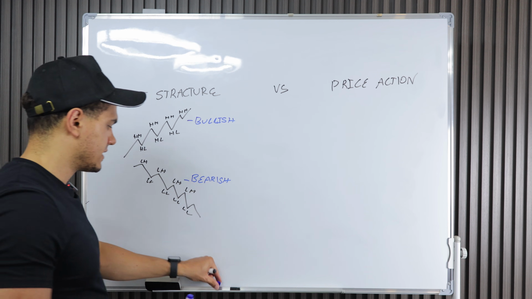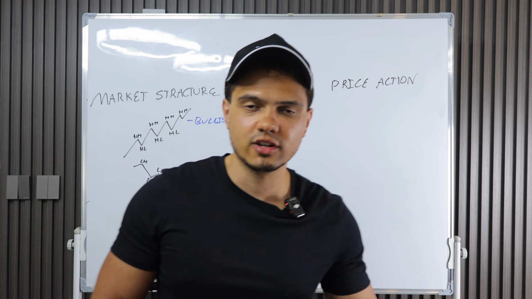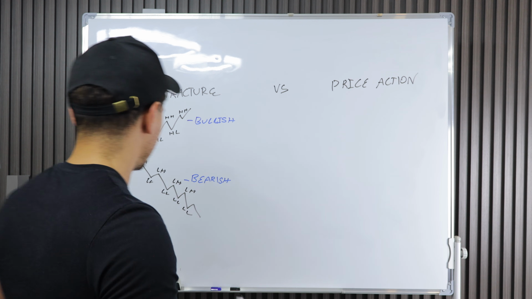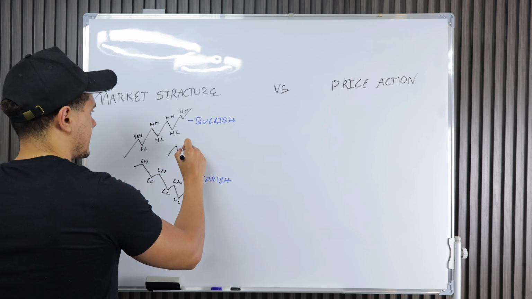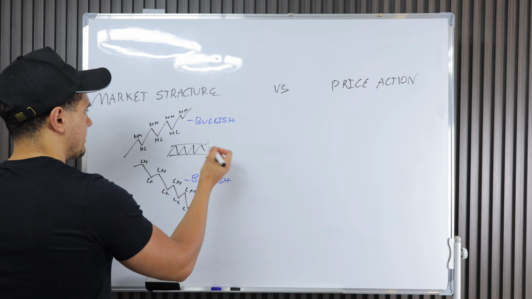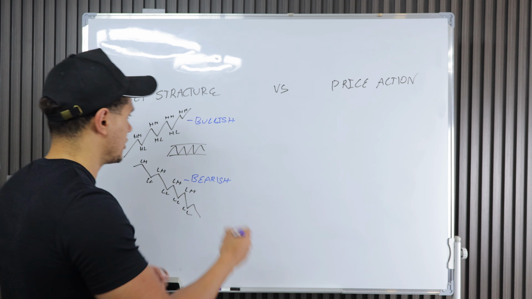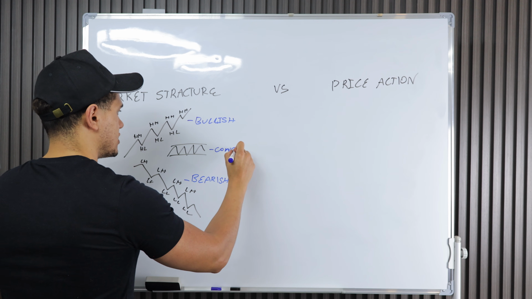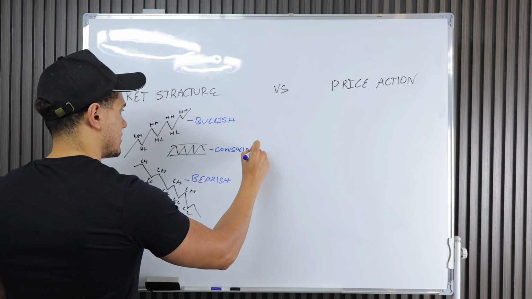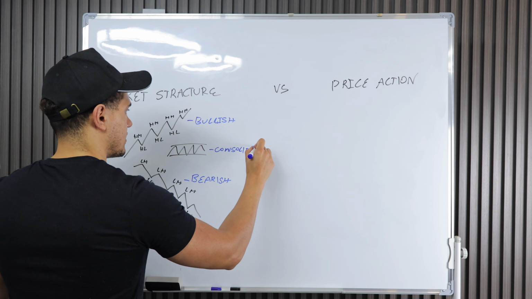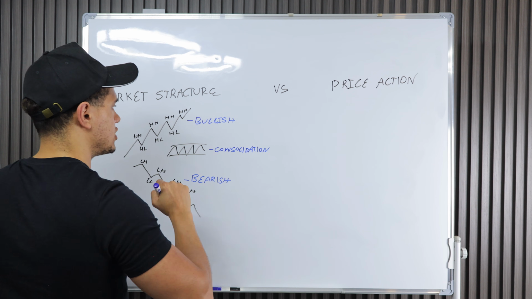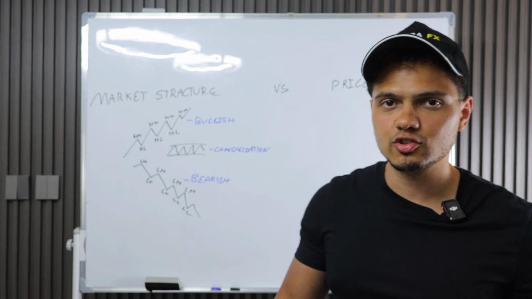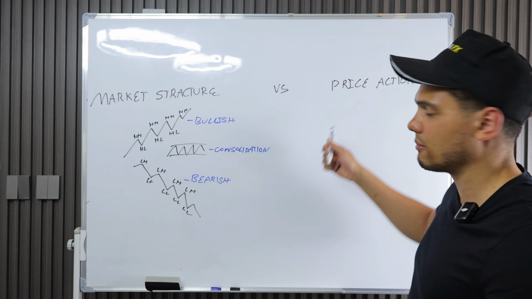But this is not all. There's still one more market structure, and this is my personal favorite, and it's called the consolidation. So this is when the market is just moving sideways, right? So you got basically equal highs and equal lows. So we're gonna call that consolidation.